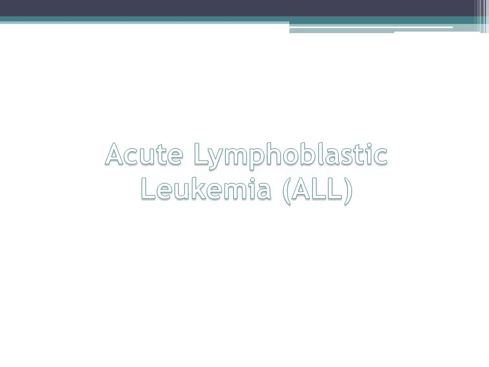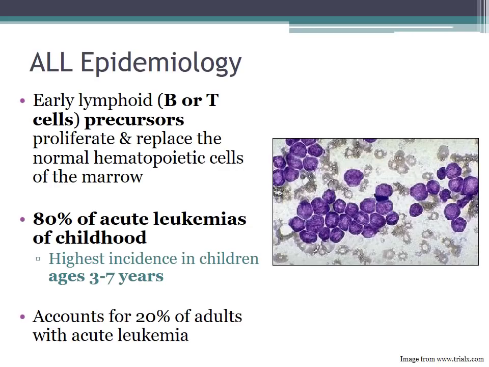So the first leukemia we'll talk about for this lecture will be the acute lymphoblastic leukemia, also known as ALL. ALL is a leukemia of lymphoid origin, specifically the B and T cells, and what happens is you have the immature or blast cells for the B or T cells that start proliferating, and they eventually take over the healthy bone marrow.